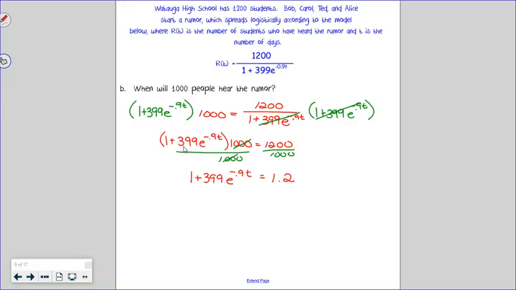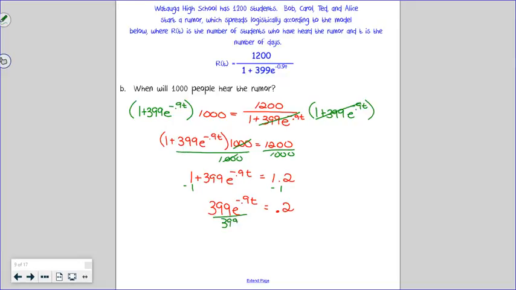Again, my goal is to get this e raised to the exponent by itself. We have a few outside numbers to get rid of. What should I do first? Subtract 1. Now, after you do that, I want you to hold off on the calculator stuff for just a second. What would be my next step? Divide, right? And this is what I don't want you to type in your calculator.